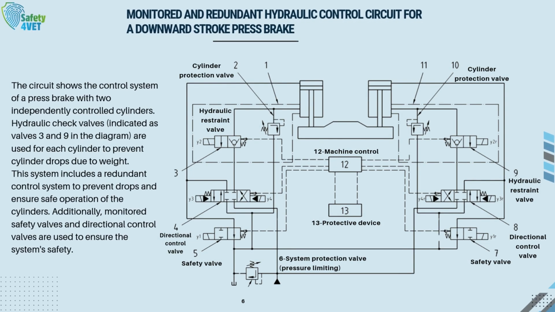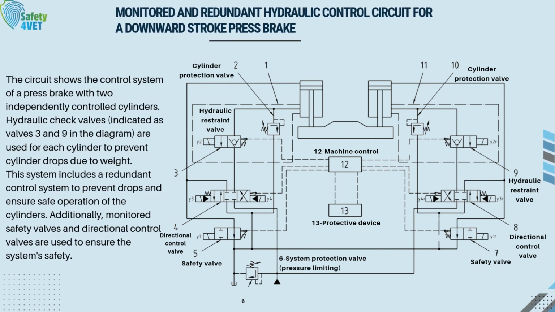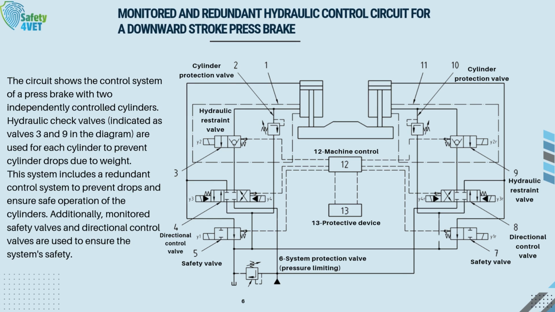In this hydraulic system circuit, the movement of the cylinders is controlled by directional control valves, while hydraulic check valves prevent potential drops. Safety valves, combined with monitoring functions, protect the system from overpressure or possible hazards. Cylinder protection valves are adjusted and sealed to prevent the system from exceeding maximum pressure levels, which is an important safety precaution. Both the directional and safety valves are of a monitored design, meaning their performance is constantly checked.